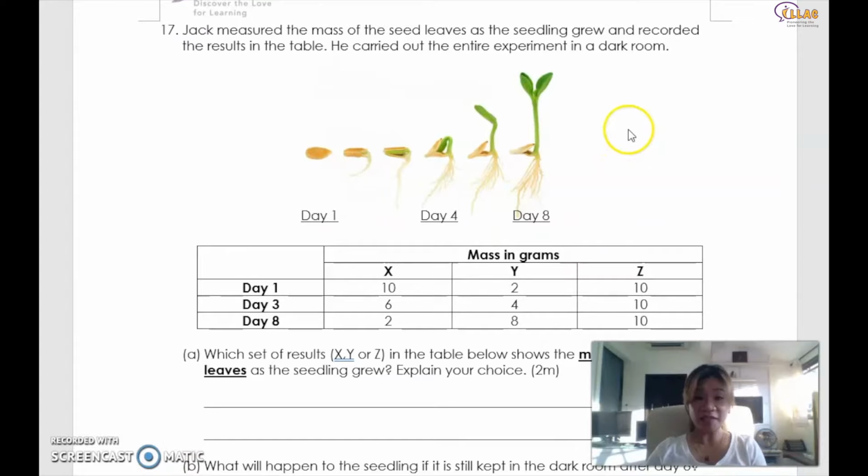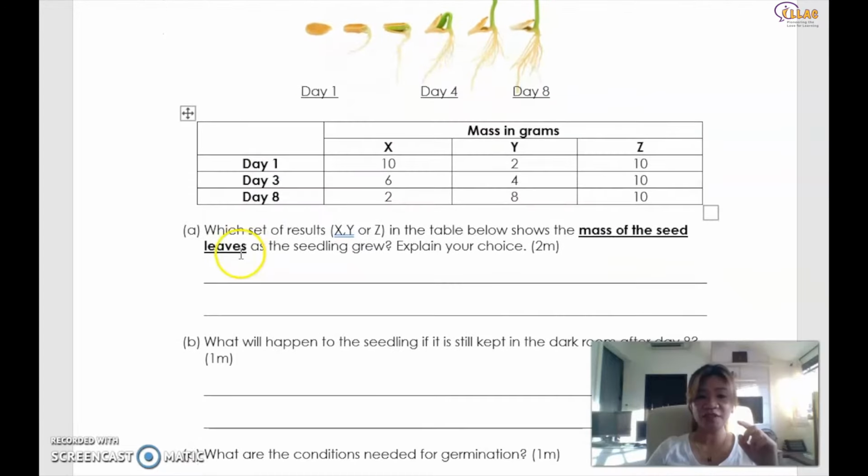Okay, let's look at another question. Jack measured the mass of the seed leaf. Remember, the seed leaf is actually part of the seed before the true leaves come out. So as the seedling grew, he recorded the results in the table below. Which set of results, X, Y, or Z, in the table below shows the mass of the seed leaf? The seed leaf is the seed.